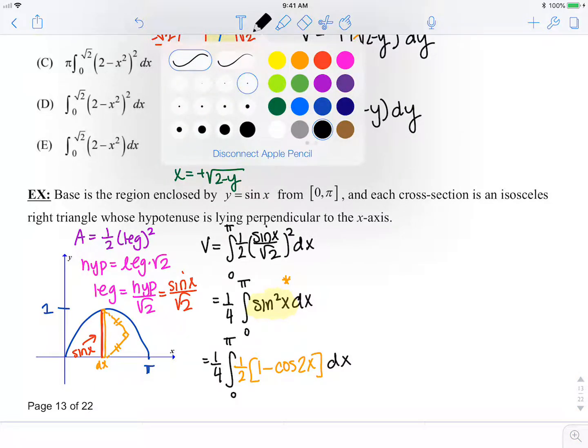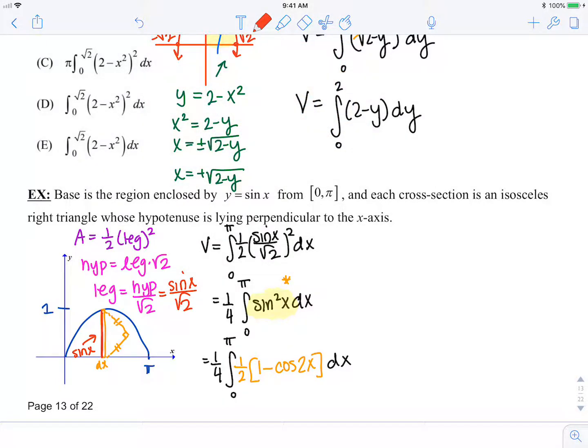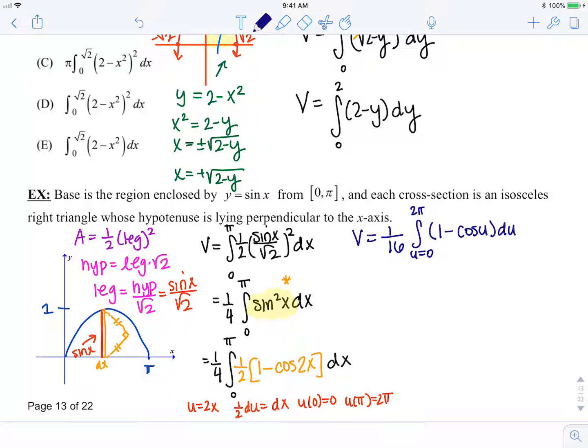I'm going to now do a little u sub. U equals 2x. That means 1/2 du equals dx. U of 0 is 0, and u of pi is 2 pi. So our volume formula is now 1/16 integral from u equals 0 to 2 pi of 1 minus cosine u du.